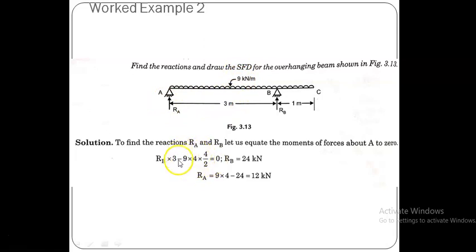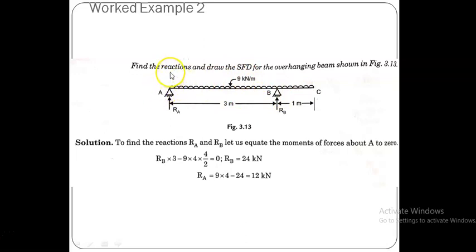So 9 into 4 is nothing but, we just convert this UDL into a concentrated force. That concentrated force is acting at the centroid of this loading span. So the total span of the UDL is 4 meter, therefore it is acting at 2 meter from the support A. Now we take the sum of moments at A equal to 0.